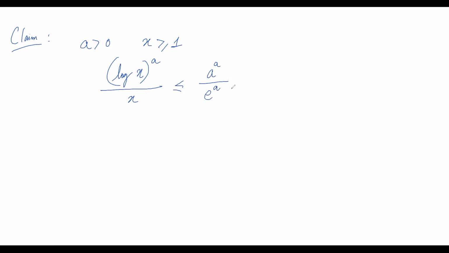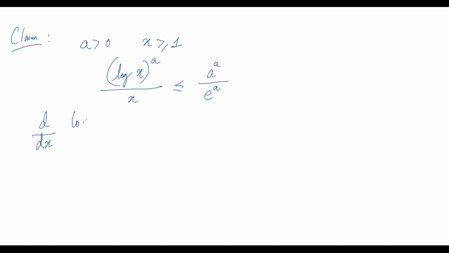Now I claim that for a greater than 0 and for all x greater than or equal to 1, we have (log x) whole to the power a by x is less than or equal to (a to the power a) by (e to the power a). So let's see why that happens.